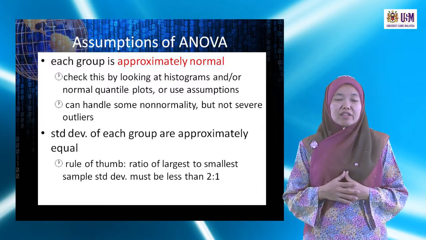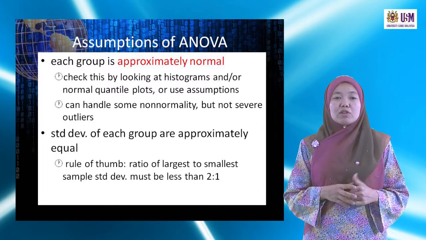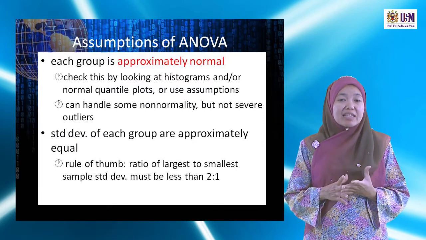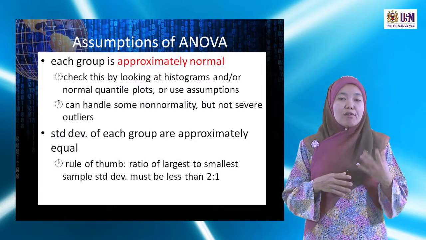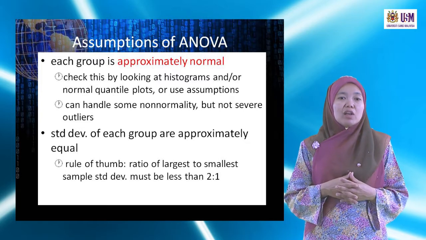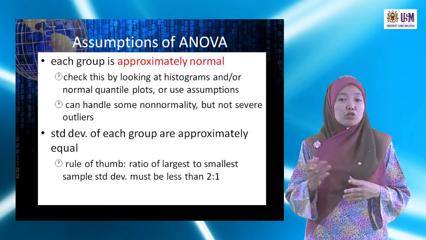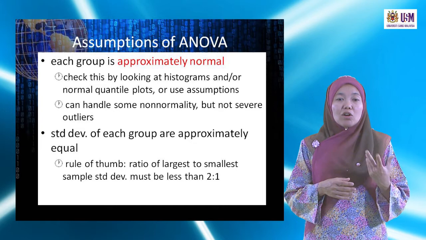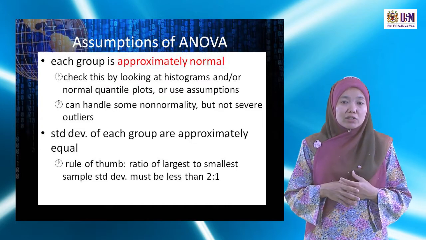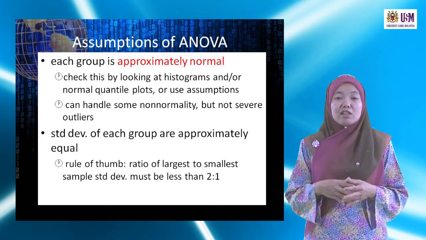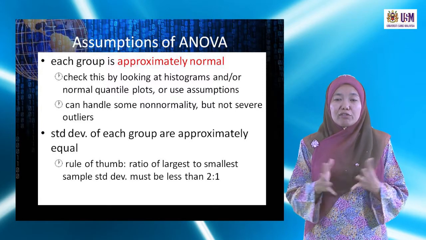Don't be surprised if you look at the assumptions of ANOVA. Number one, we need to make sure that each group is approximately normal. So we are referring to normal distributions again. You can check this by looking at histograms, or you can do normal quantile plots, or you can simply use assumption. Let's assume. Economists love to do that.